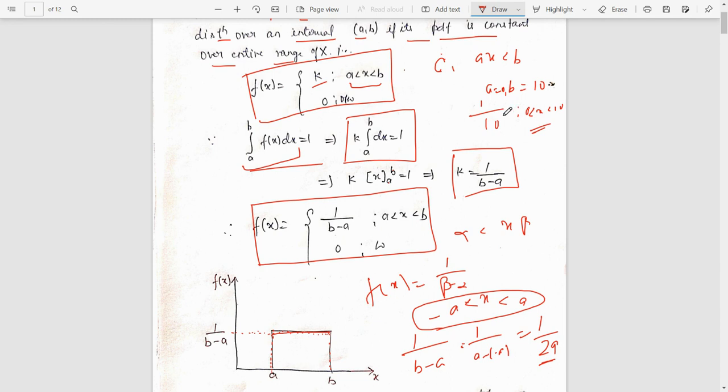So this distribution can take any of these given formats, and it will have this particular range, and it will be constant over the entire range. So this particular thing is called the uniform distribution.